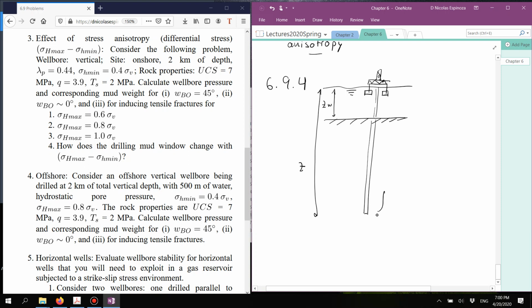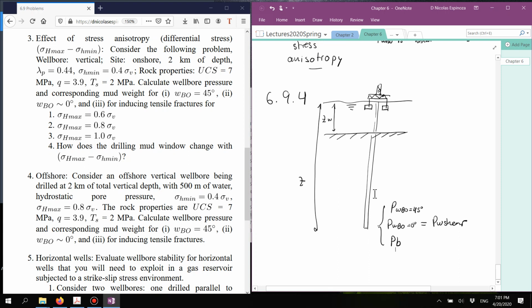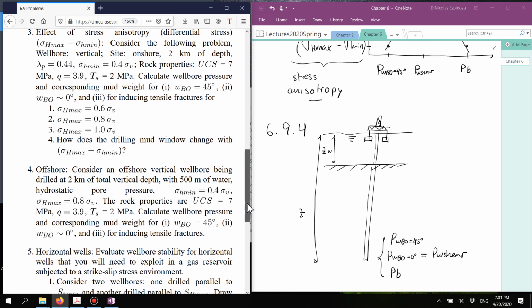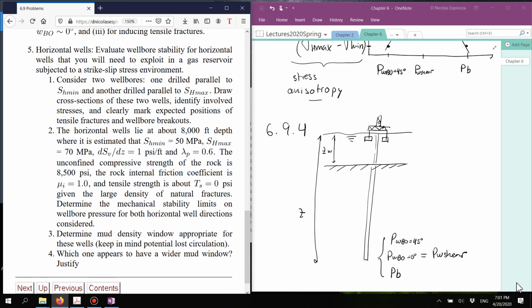Similar to the case before, I'd like you to compute the PWBO for a 45 degrees breakout angle, the PWBO for 0 degrees, which is equal to PW shear, and also the breakdown pressure. Again, the equations are the same, and in these 2 cases you are dealing with vertical wellbores. The last problem is a little bit different because it involves a horizontal well.